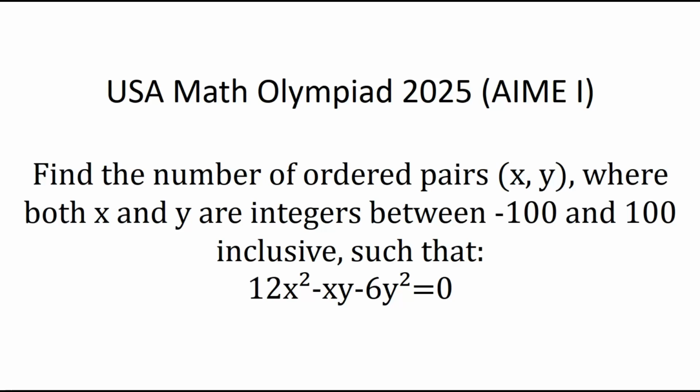And so today we take a look at another problem of this examination, which requires that we find the number of ordered pairs x and y where both x and y are integers between -100 and 100 inclusive, such that 12x squared minus xy minus 6y squared is equal to 0.